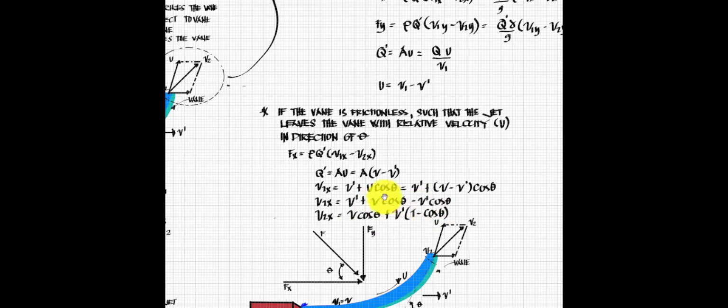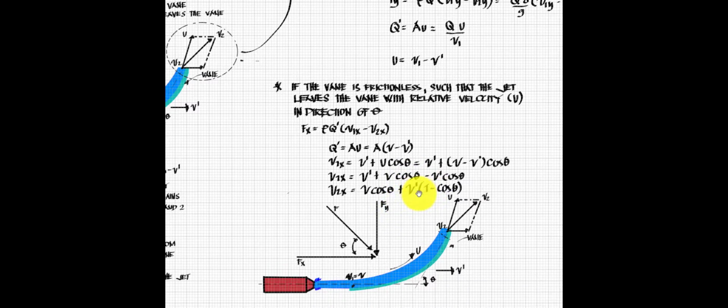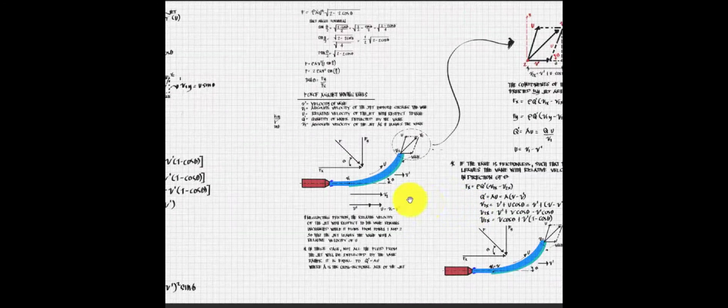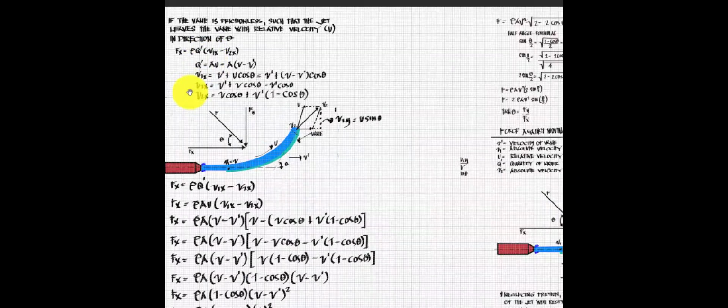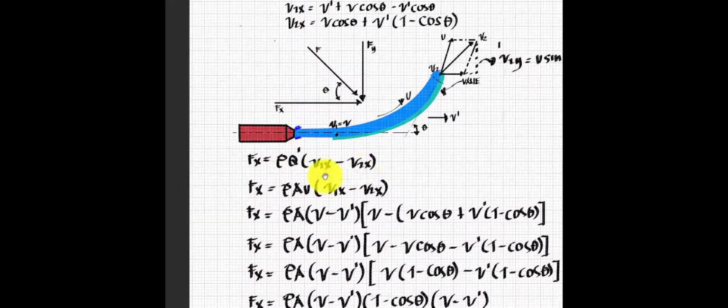So we can factor that one since we have a common term here. We have the velocity of the jet times 1 minus cosine of theta, then plus the velocity of the vane, then velocity of the jet cosine of theta. Okay, it's a bit confusing. From here we can move on to the continuation of the equation.